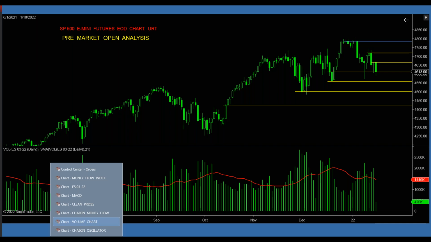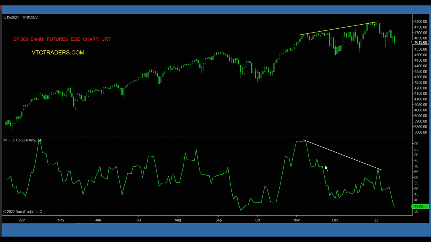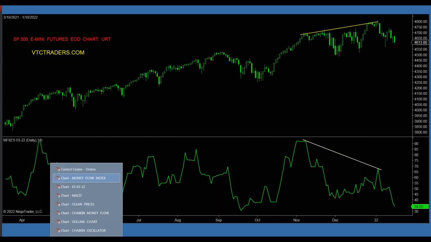Now, we don't have a lot of time, so let's go right into the money flow index. After the negative divergence here compared to the prices, okay, a small up move and then straight down with no look back, indicating that the short-term money is more or less completely out of this market.